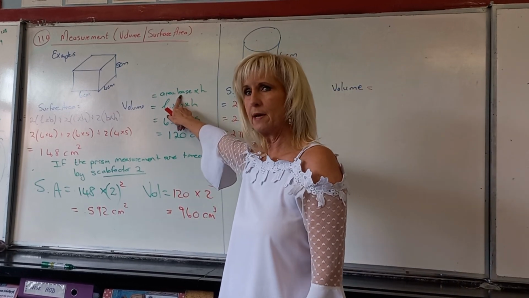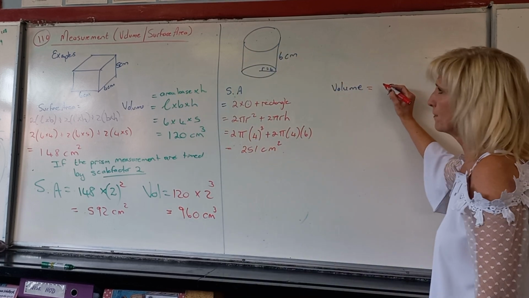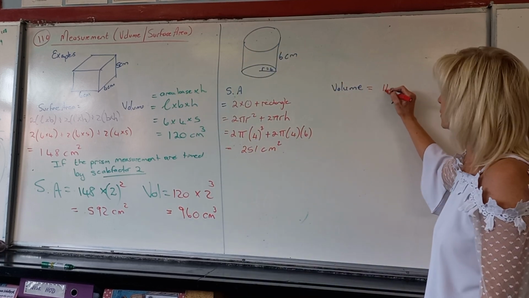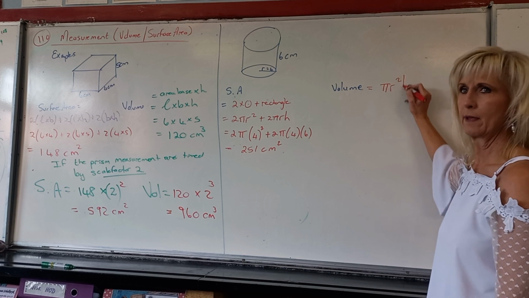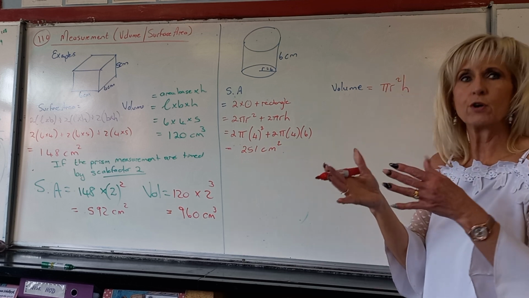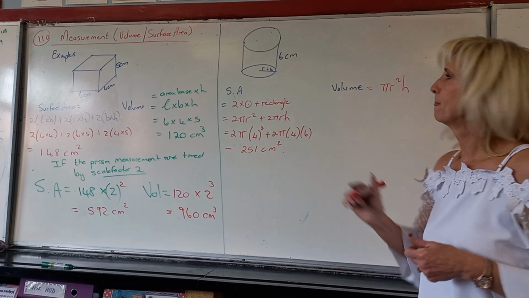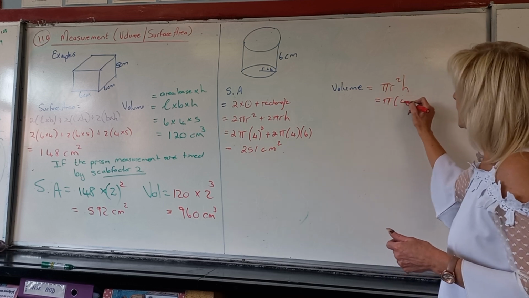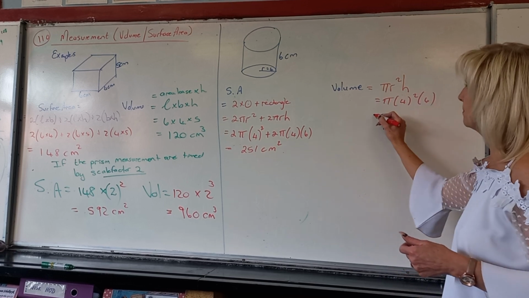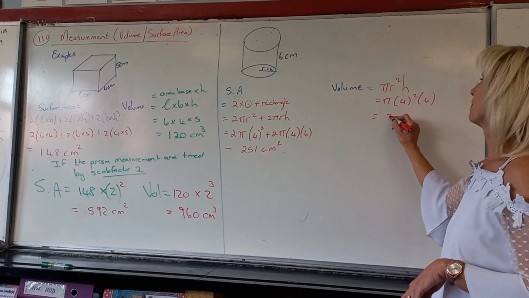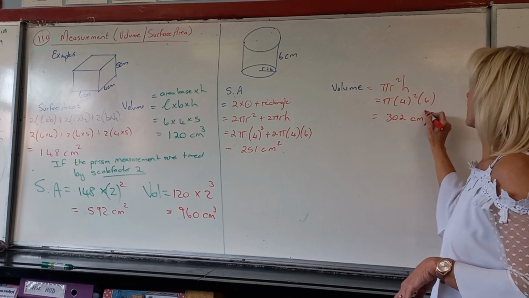For volume, what is the volume of anything? Area of the base times the height, which means this area of the base is a circle, which is pi radius squared. So either you know it off by heart or you can figure it out for yourself. Substitute the r again with 4, the h with 6. Answer please. 302 centimeters. Right.